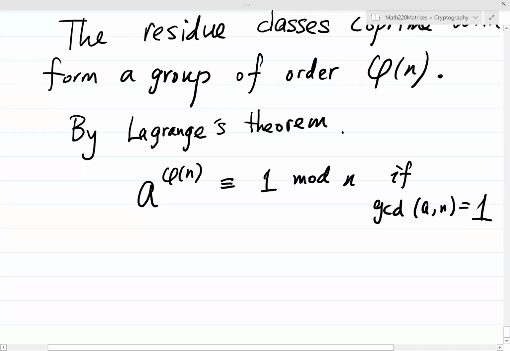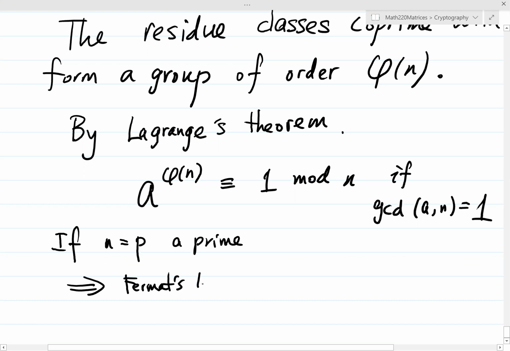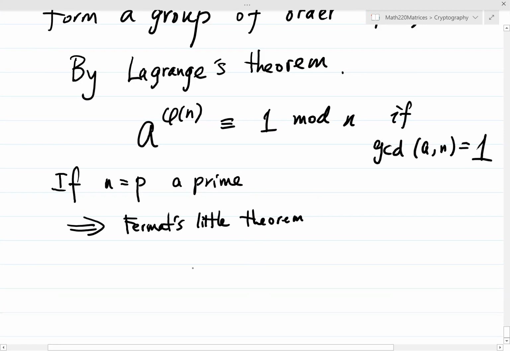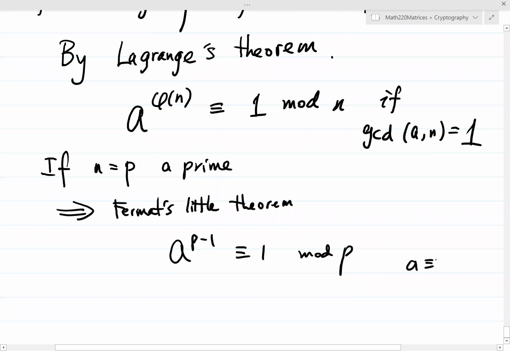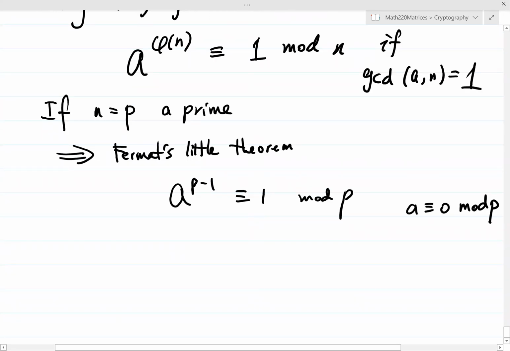Fermat's Little theorem is a special case of this, when you take n prime. If n is p, a prime, then we get Fermat's Little theorem. Phi n in this case is p minus 1, so a to the power p minus 1 is congruent to 1 mod p. Here a is non-zero mod p, a is coprime with p.